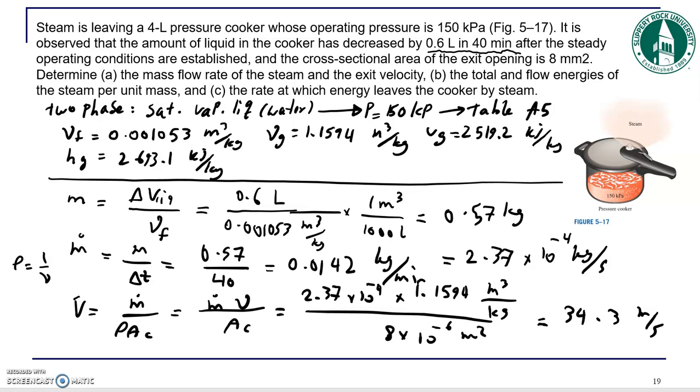All right. So please note, when we wanted to calculate the mass, we use nu f. When we want to calculate the velocity, we use nu g. The reason was that we know that 0.6 liter of the liquid is vaporized. So when we want to calculate the mass, we have to use the specific volume of liquid. However, when we want to calculate the velocity, the fluid that is leaving our system is vapor. So you need to make sure you use nu g in your calculations. All right. So that's part A.